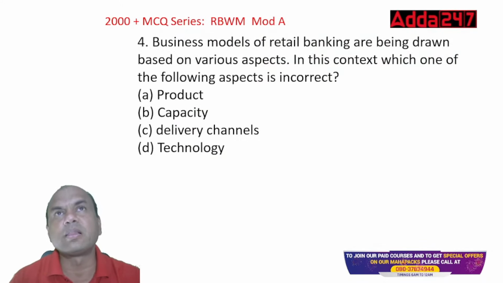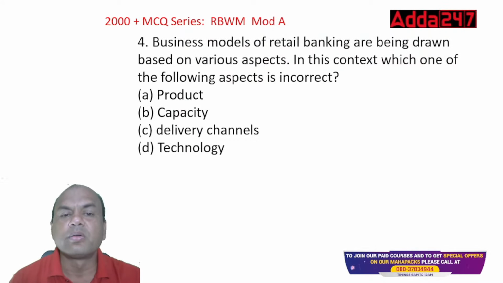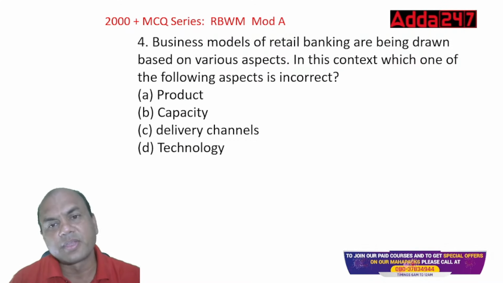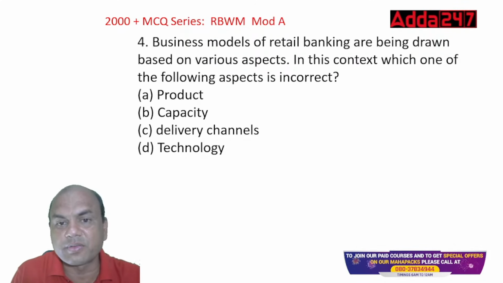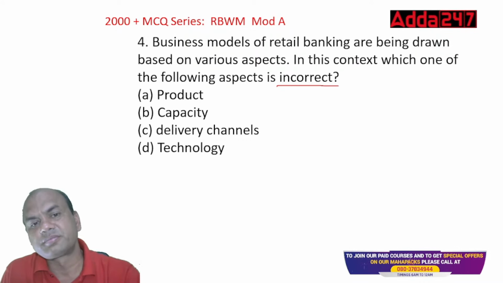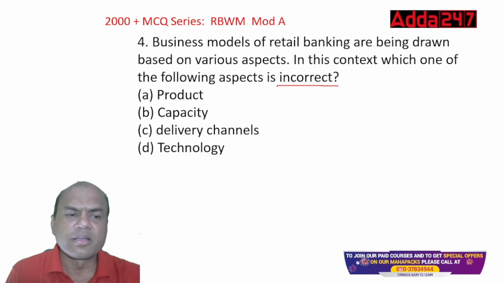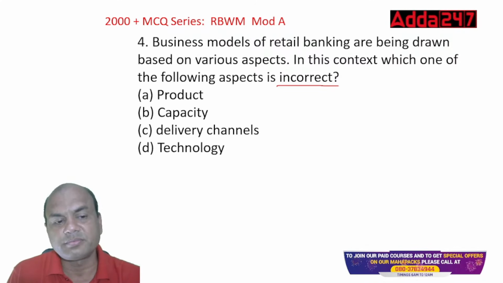Business models for retail banking are being drawn based on various aspects. In this context, which one of the aspects is incorrect? Which one of them is incorrect? So what do you say? Business models are drawn on various aspects, right? Which one of them is incorrect?